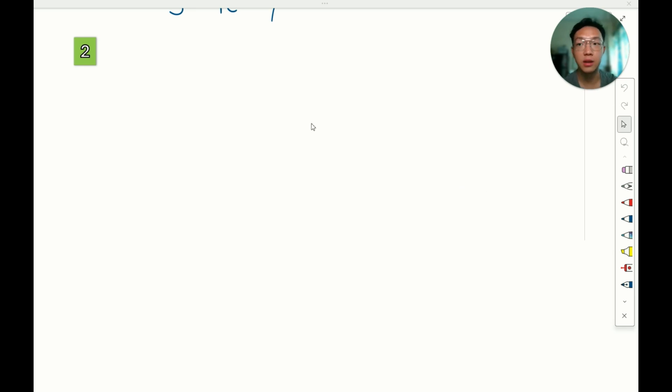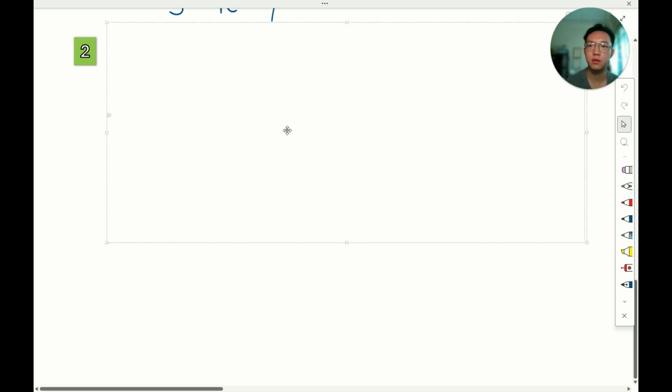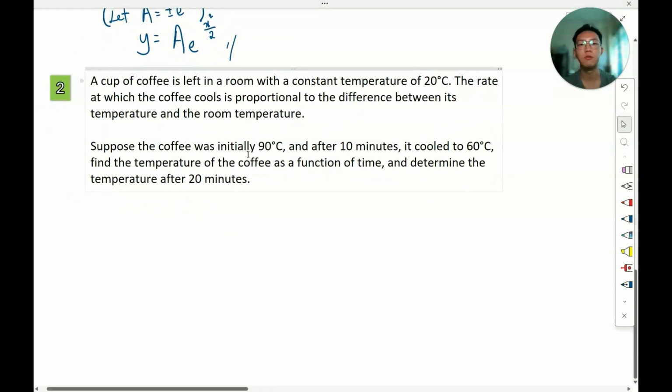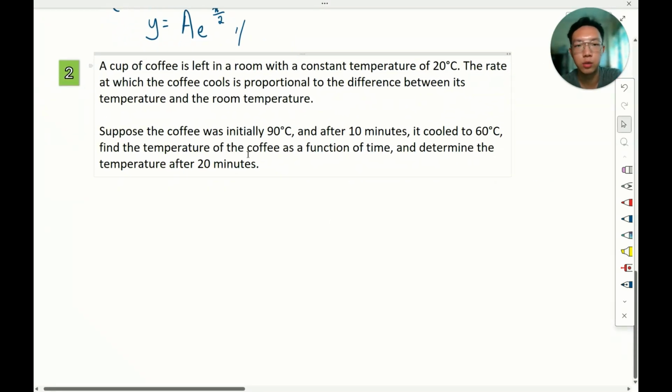We will move on to the next example, which is this question. A cup of coffee is left in a room with a constant temperature of 20 degrees Celsius, like the surrounding temperature. The rate at which it cools is proportional to the difference between its own temperature and the room temperature of 20 degrees. Suppose the coffee was initially 90 degrees, after 10 minutes it cooled to 60 degrees. Find the temperature of coffee as a function of time and determine the temperature after 20 minutes.